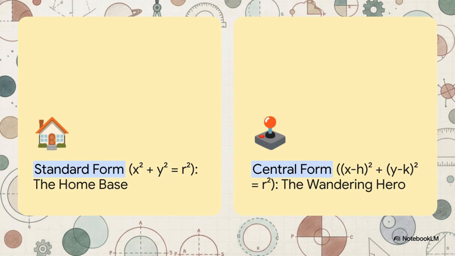But we don't always stay at home, right? The central form is essentially a joystick. By dialing in those new variables, h and k, you physically slide your circle's center across the Cartesian landscape to a completely new coordinate, all without ever changing the length of your leash.